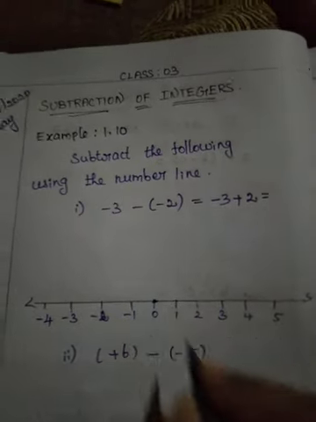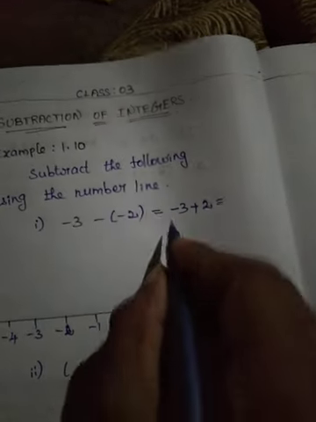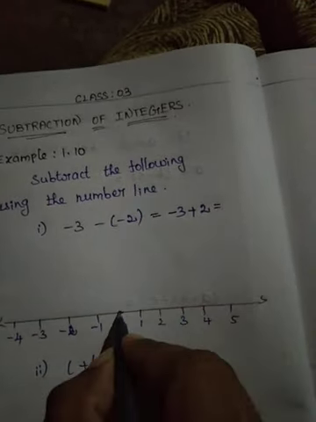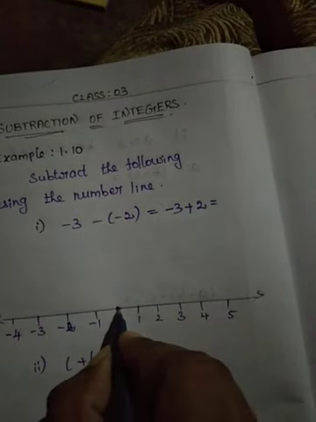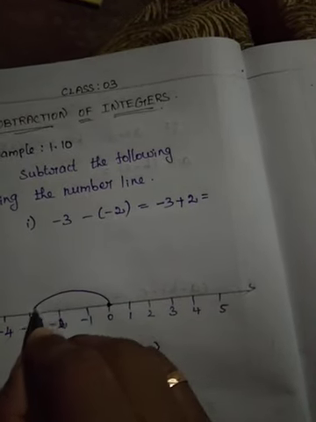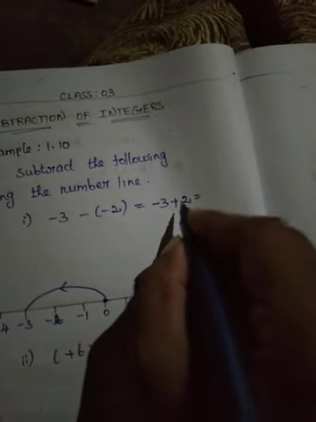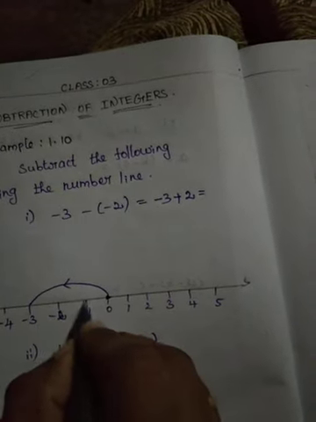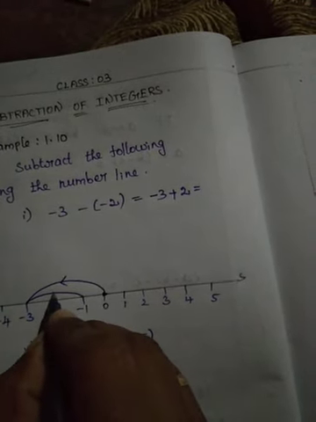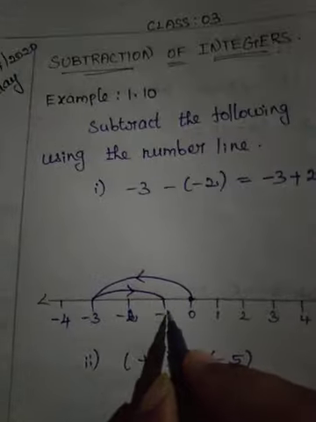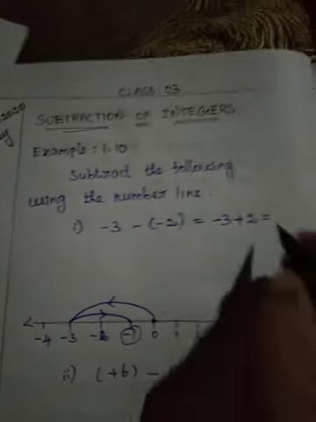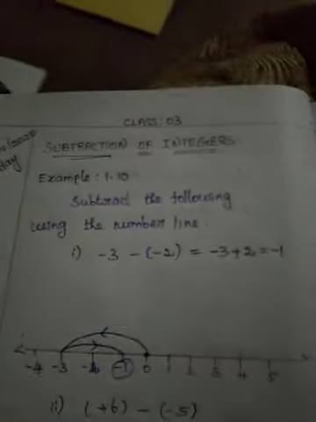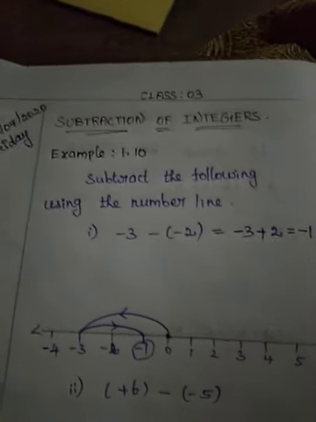Here we start with 0. What is the first number? Minus 3. Minus 3 is on the negative side. Then we add plus 2, so we go in the positive direction, 1, 2. What is the answer? Minus 1. Do you understand this number line?